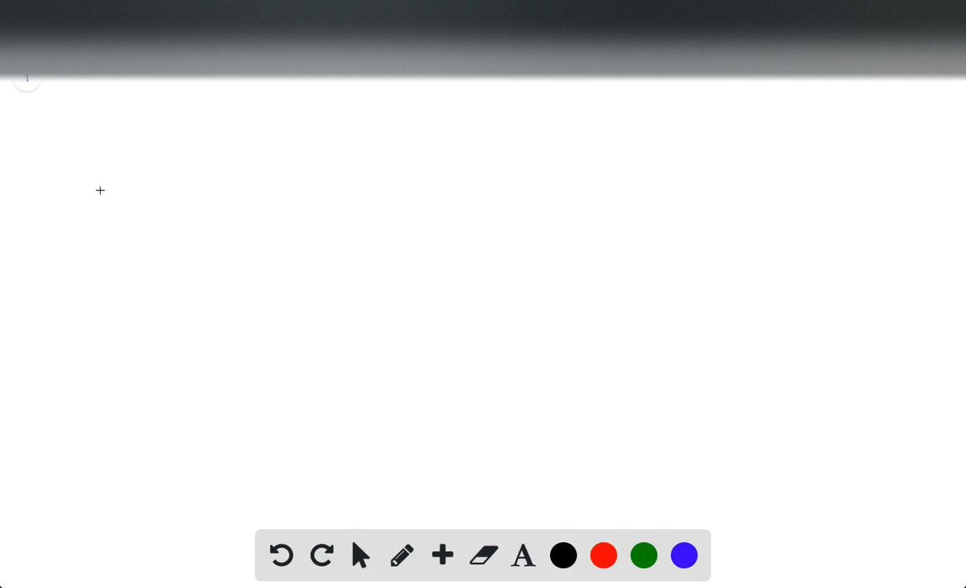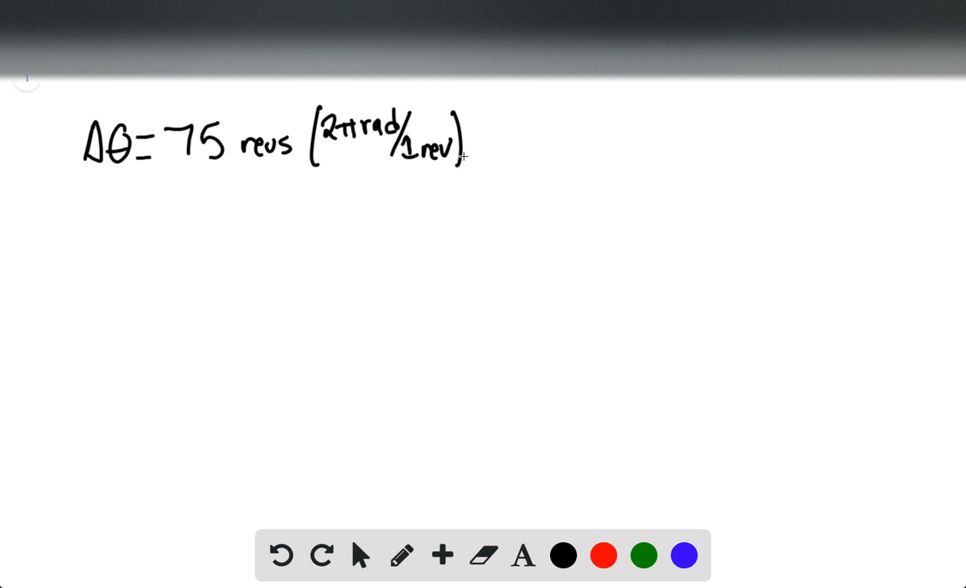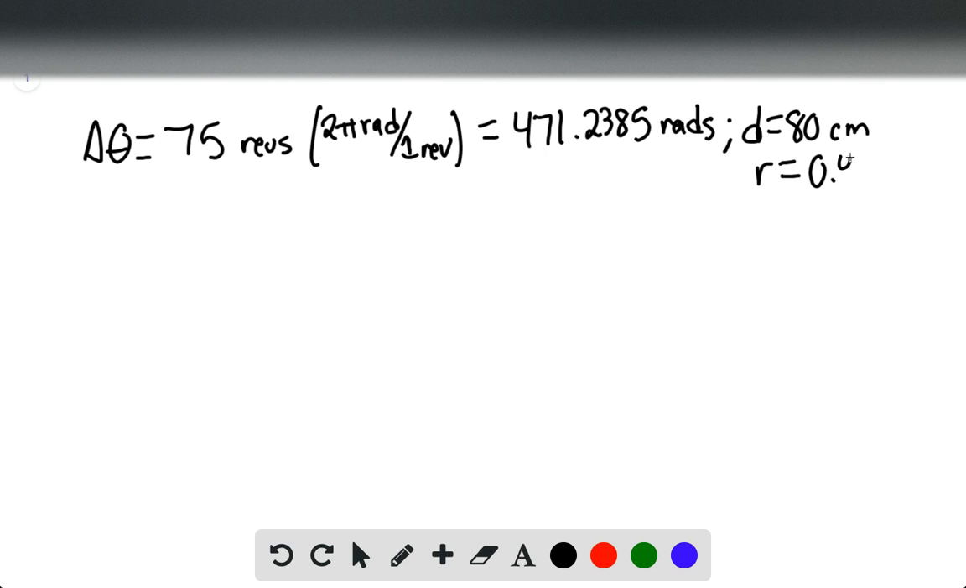So we have the tires of a car making 75 revolutions. We're going to call this delta theta, so 75 revs. And we're going to multiply this by 2 pi radians for every 1 revolution. And this is going to give us 471.2385 radians. We know that the diameter of the wheels is 80 centimeters. Therefore, the radius must be 0.4 meters.